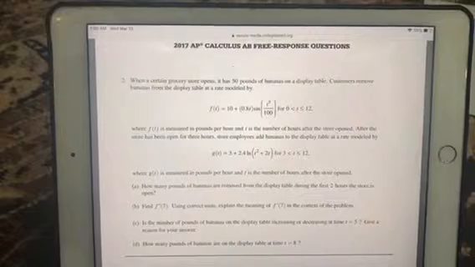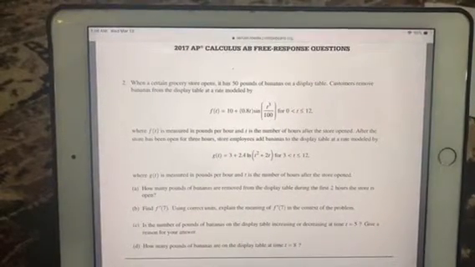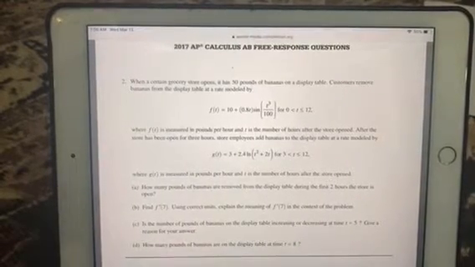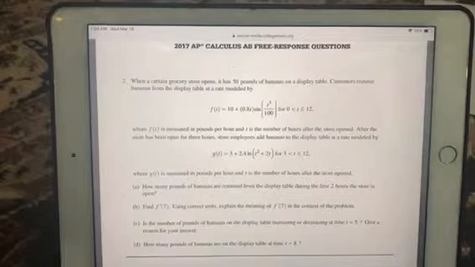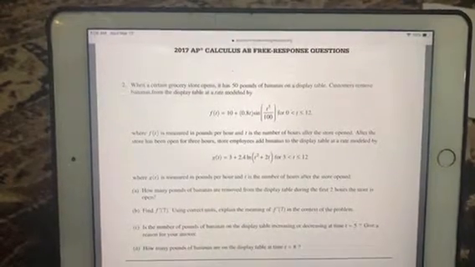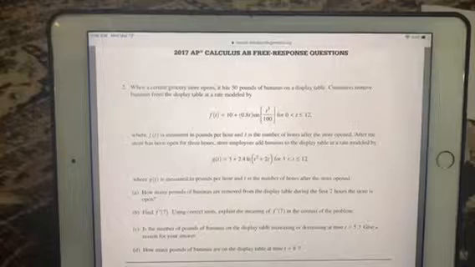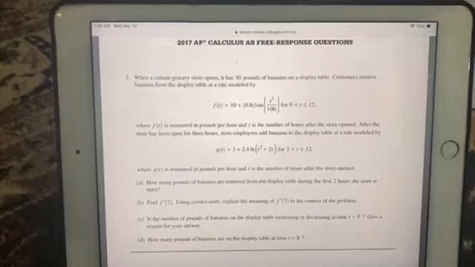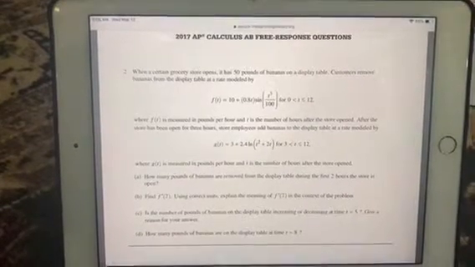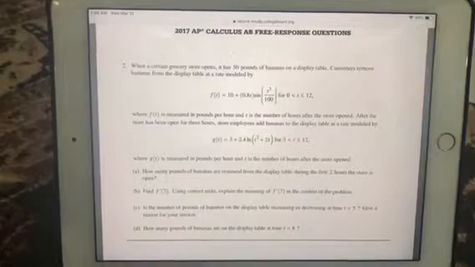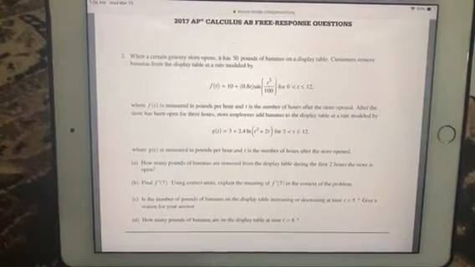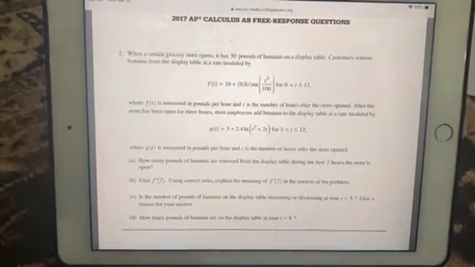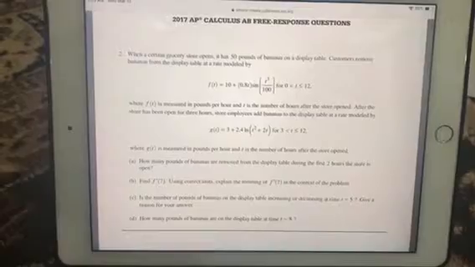After the store has been open for 3 hours, store employees add bananas to the display table at a rate modeled by g of t, where g of t is measured in pounds per hour and t is the number of hours after the store opened. So I will solve the questions which are related to the change, which are A and B. First of all, we will start with A. How many pounds of bananas are removed from the display table during the first 2 hours the store is open?